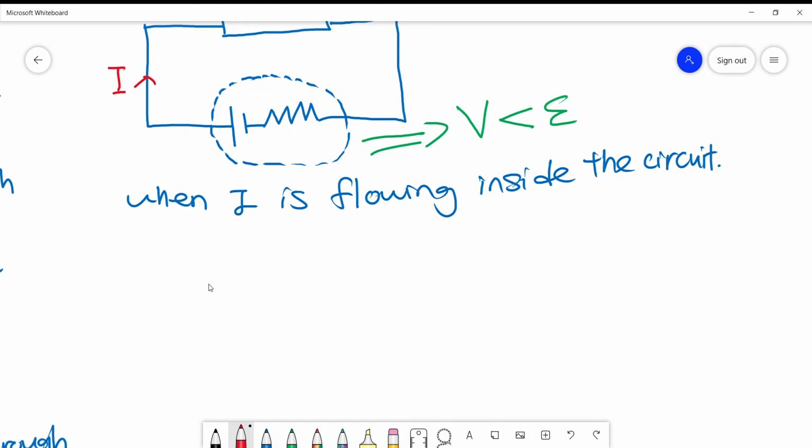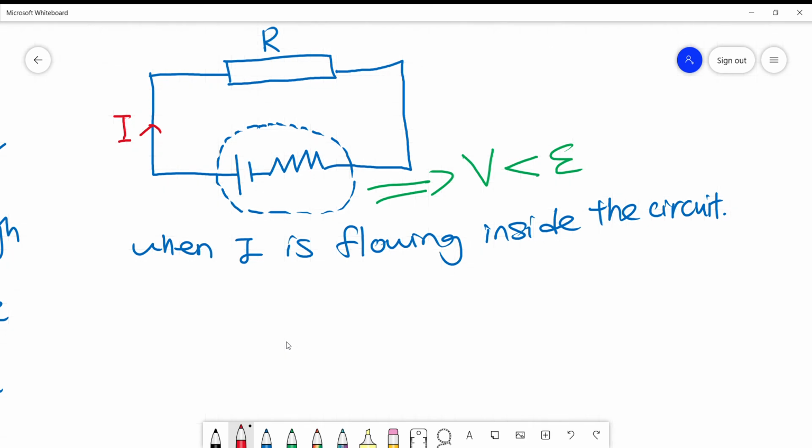First of all, our electromotive force is I multiplied by the total resistance included inside the circuit, which is the external resistor and the internal resistor. So we have the external resistor and the internal resistor. The electromotive force is equal to I multiplied by the total resistance, which is R plus r.